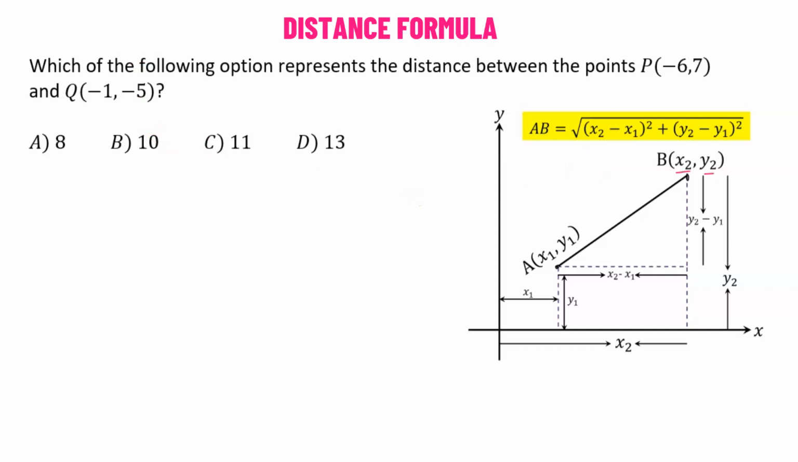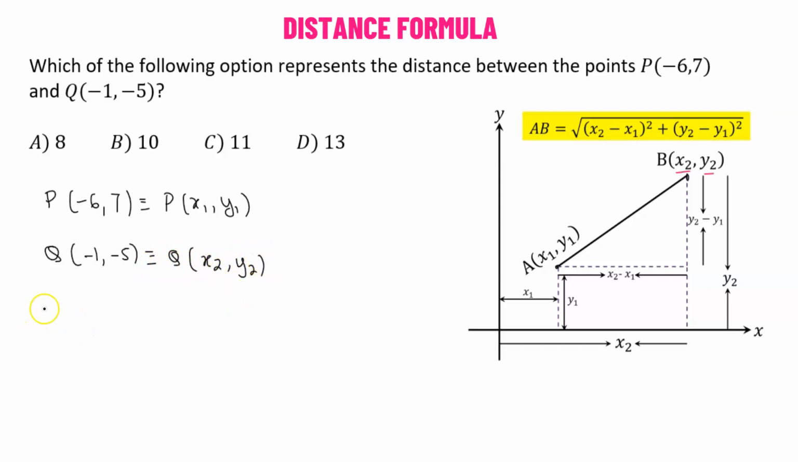So let us apply the distance formula. In our case, we have point P with -6, 7. Here we will assume that this is equivalent to point P with coordinates x1, y1. Then we have the other point Q with value -1, -5. So this will be equivalent to Q having the coordinates x2, y2. So let's apply the distance formula to PQ.